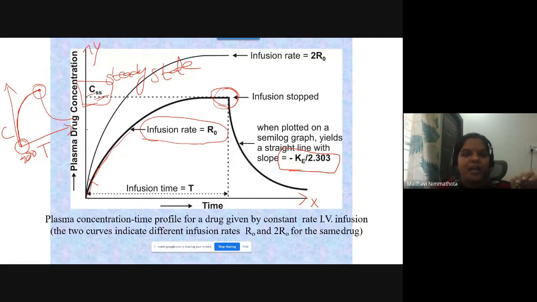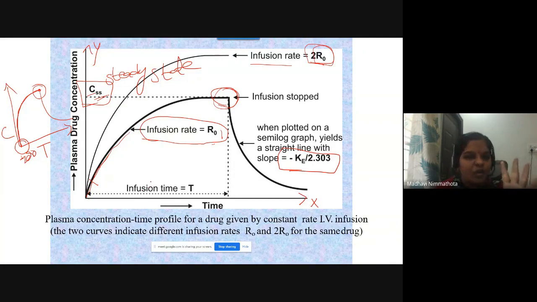So up to that complete circulation of that remaining drug, then you will get one more curve, that is of 2R0. This is R0 and this is 2R0. This is the second infusion rate. This 2R0 is the second infusion rate.